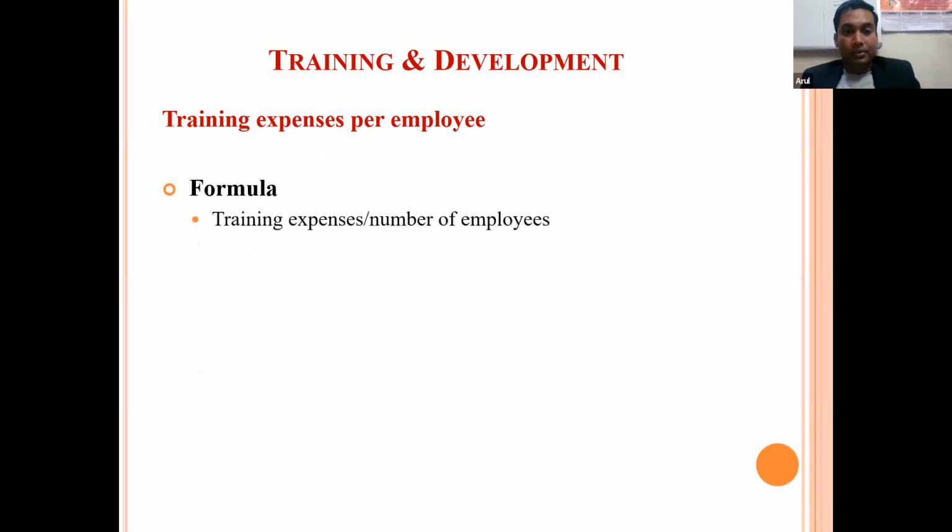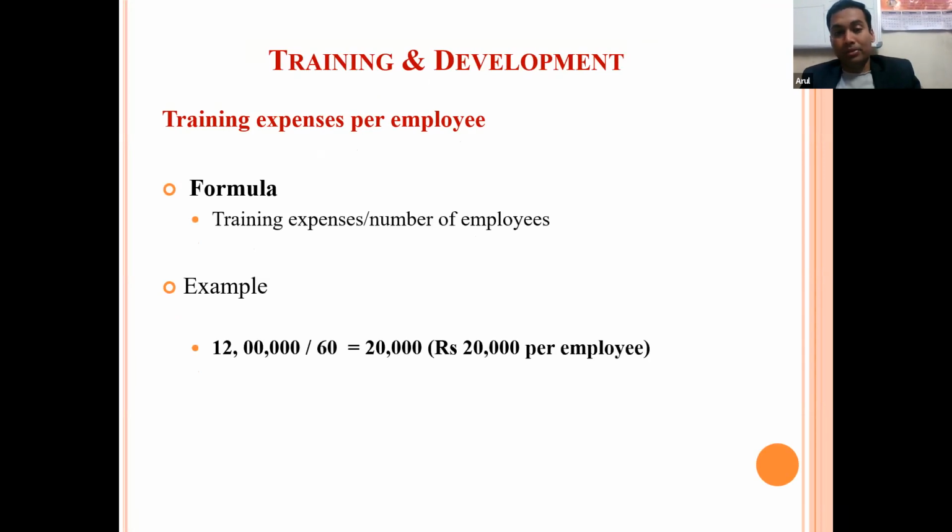Total training cost divided by number of employees. Brilliant. Total training expenses divided by number of employees. Perfectly right. 12 lakhs for 60 employees, 20,000 per employee.